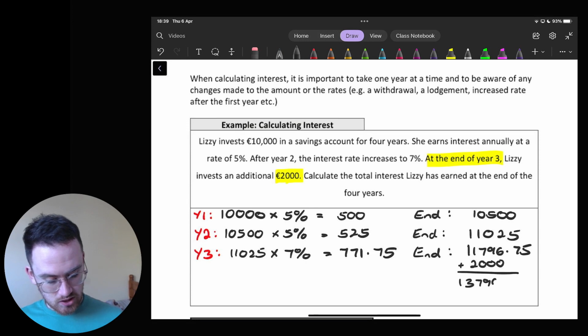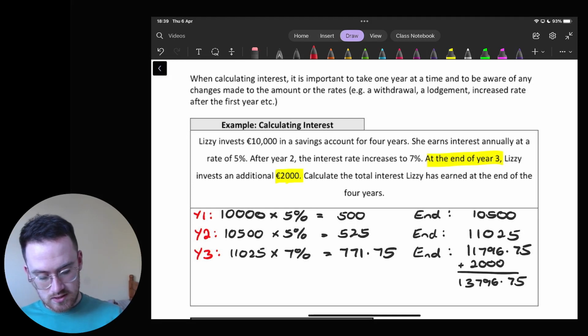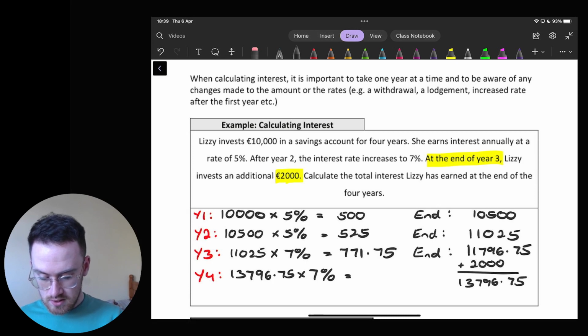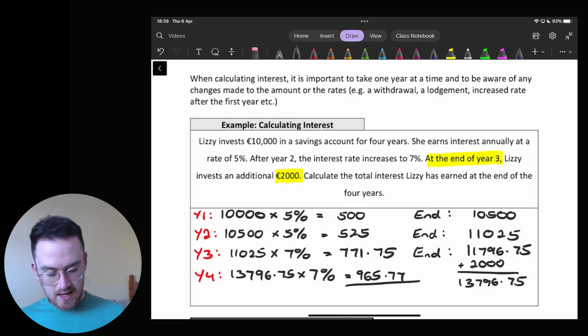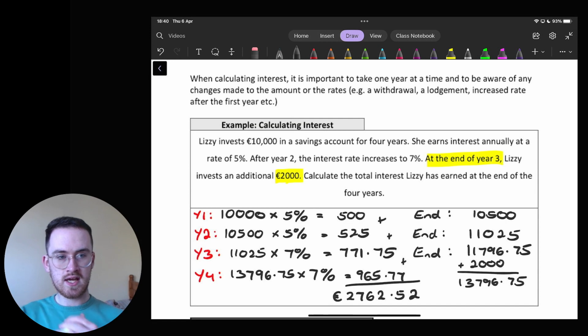At the start of the next year, I'm actually starting with €13,796.75. So let's go for year 4. That's what I'm starting with, 13,796.75. My interest rate, we're assuming, is still 7% because that's what it increased to. My interest for that last year is €965.77. I can add those together to get my total interest earned on my initial investment, €2,762.52. That's the total interest that Lizzie has earned across the 4 years that she's invested that money.